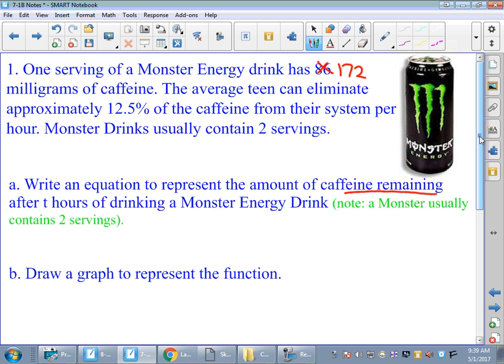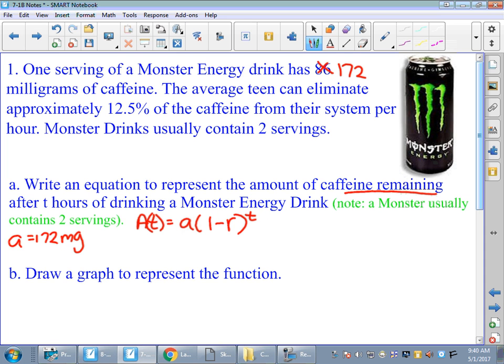So we want to use this formula, A of t. The new amount is equal to the original times 1 minus r to the t power. So after t hours of drinking, we don't know how many hours, we're going to just leave t as t. So my initial amount, my little a, or original amount, is 172 milligrams.